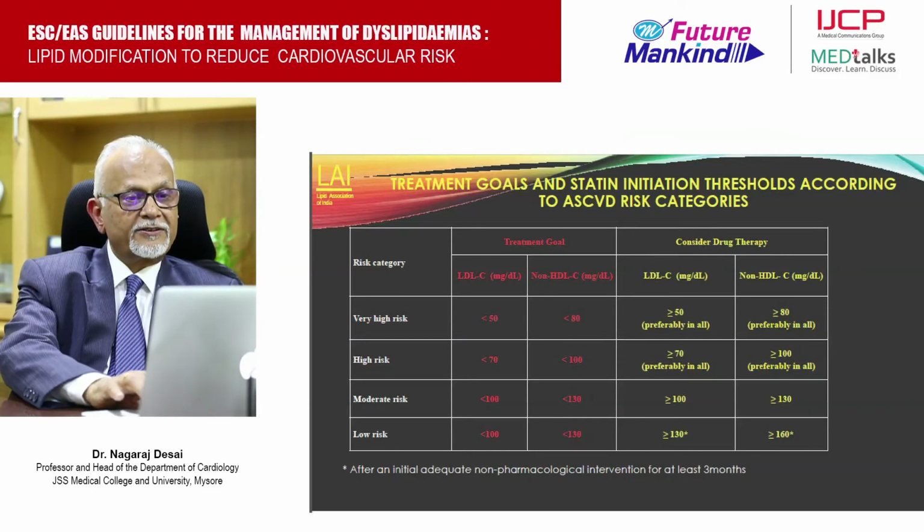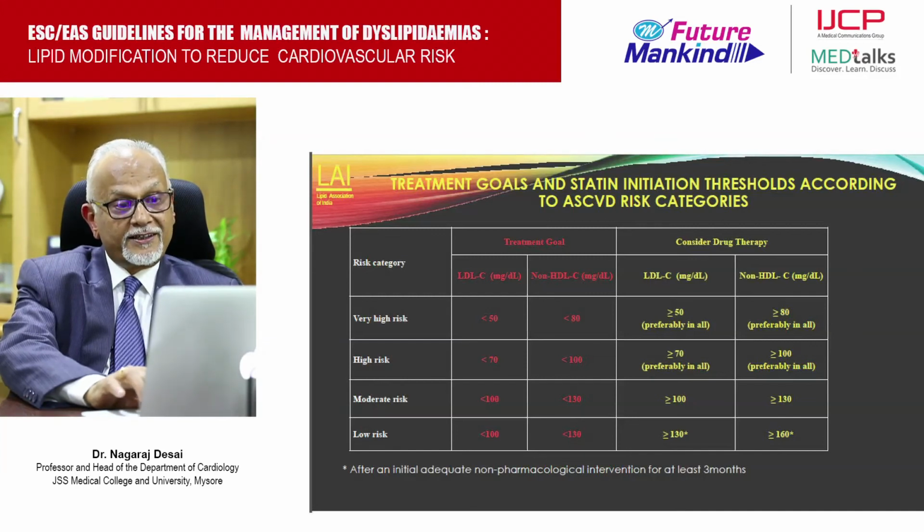At the top of the slide, it is almost like the other ESC guidelines, wherein the LDL cholesterol goal is less than 50 milligram. Because our triglycerides are high and HDL levels are low, after bringing the LDL cholesterol to goal, we also talk of non-HDL cholesterol after measuring the HDL cholesterol. Drug therapy should be considered in those people who have that particular level. For example, if LDL cholesterol is more than 50, it should be treated. And if non-HDL cholesterol is more than 80, it is again treated for the high risk and very high risk categories. The numbers are there in front of you.